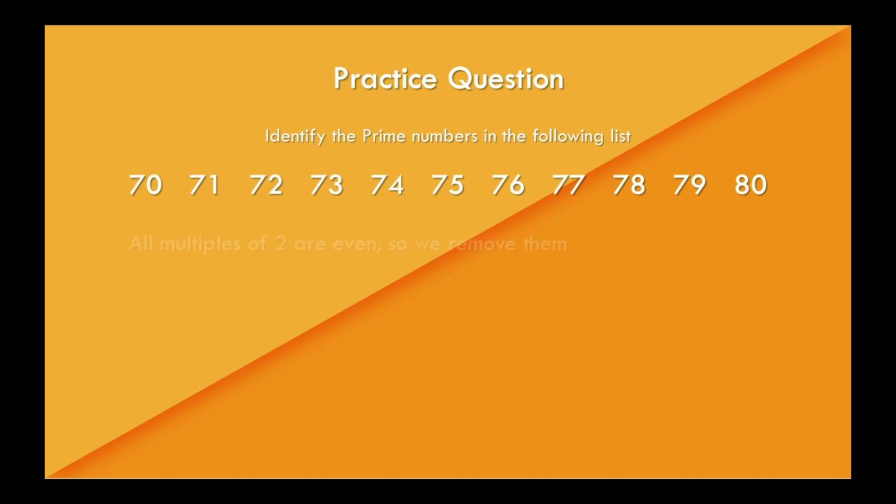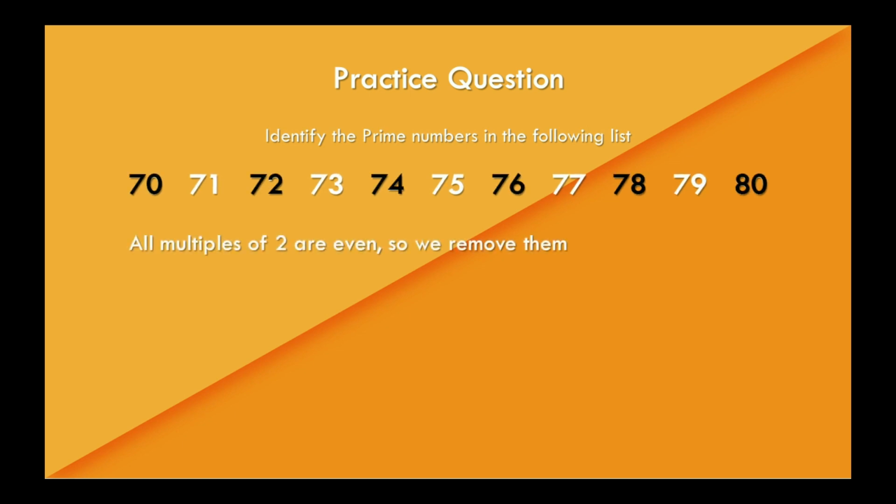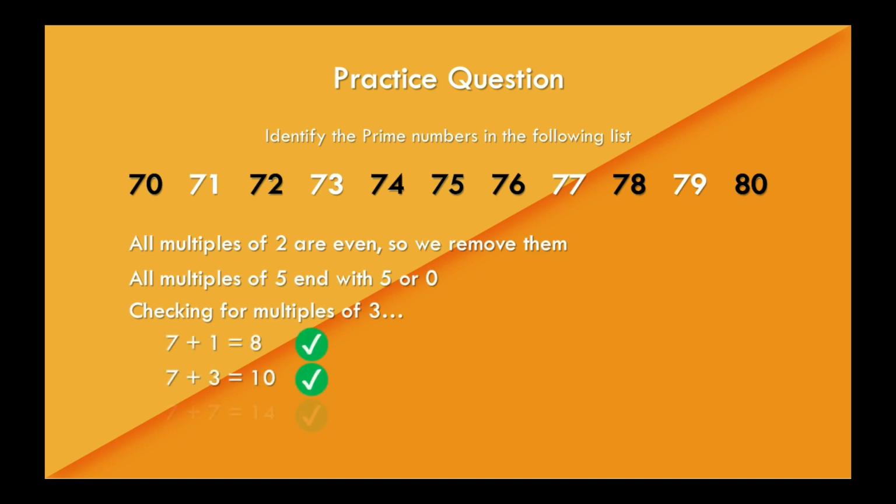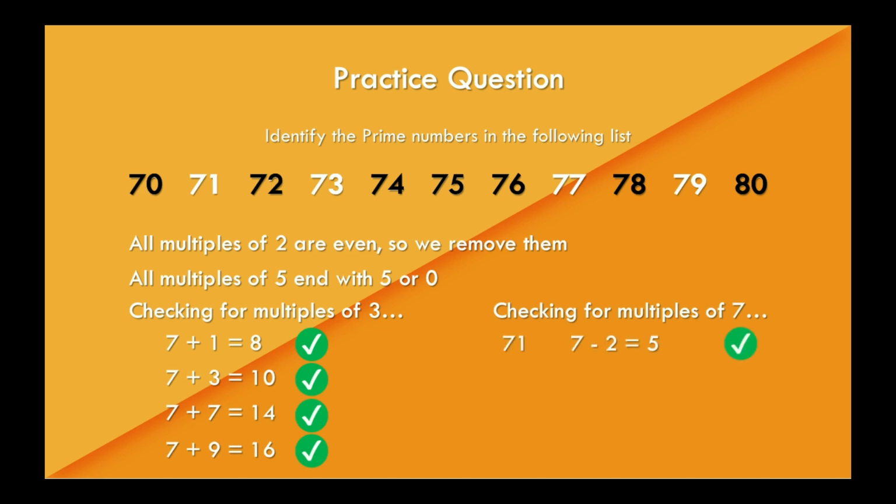Okay, so first we eliminate all of the even numbers and all of the numbers that end with 5 or 0. Now we're left with 4 numbers. Now we can eliminate the ones that are multiples of 3. Looking at this breakdown, there are none. Finally, we check for any that are in the table of 7. We know that 77 is in the table of 7 by 7 times 11.